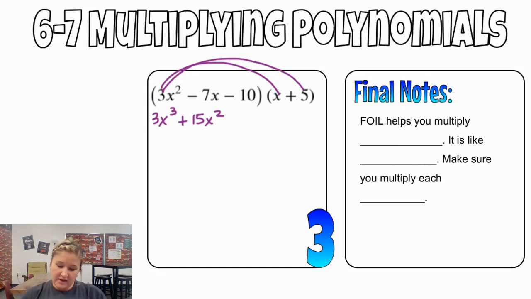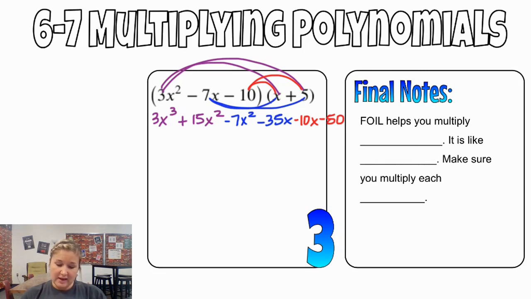Then I have negative 7x times x, which is a negative 7x squared. And then a negative 7 times 5, which is a negative 35x. And then our last terms here, we have negative 10 times x, which is a negative 10x, and negative 10 times 5, which is a negative 50 there.